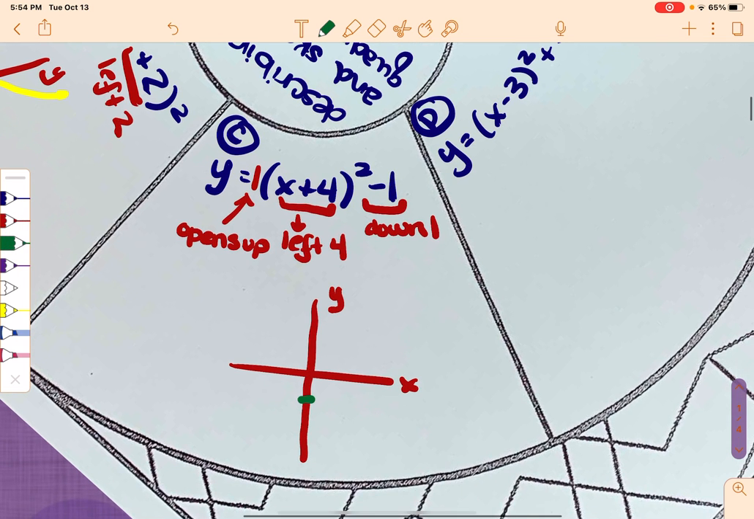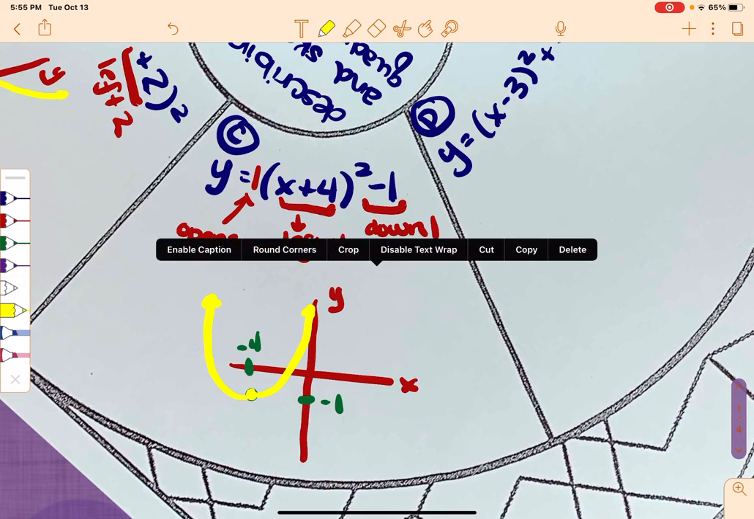So if it goes down 1, that would be negative 1. If it goes to the left 4, that would be negative 4. So where these two meet is where the vertex would be. And we know it opens up. So it goes in this direction.